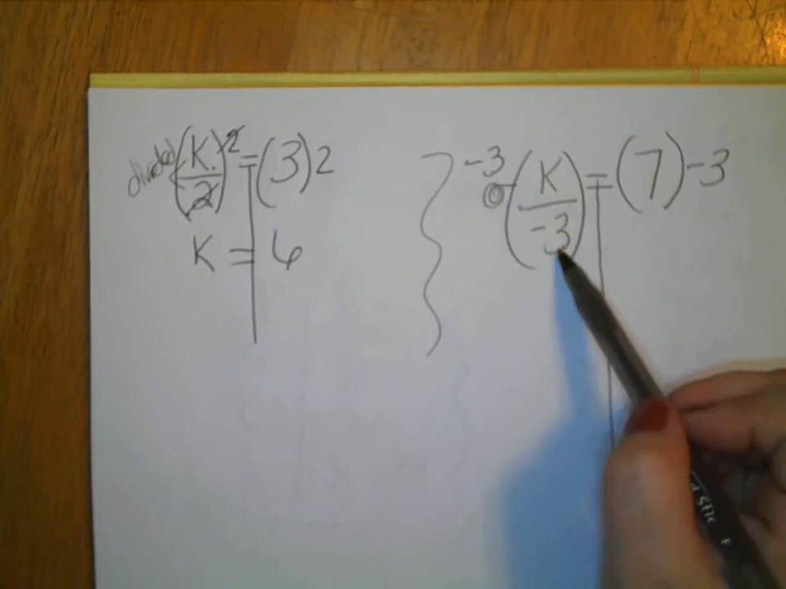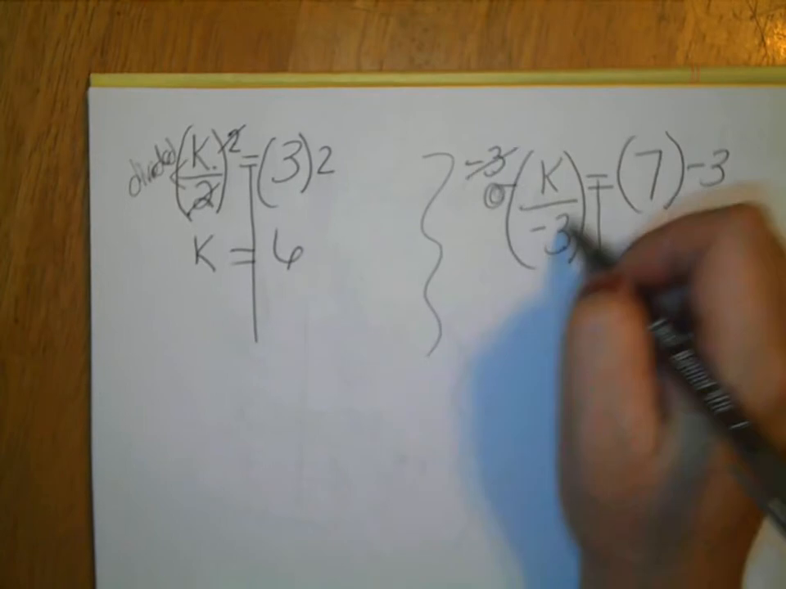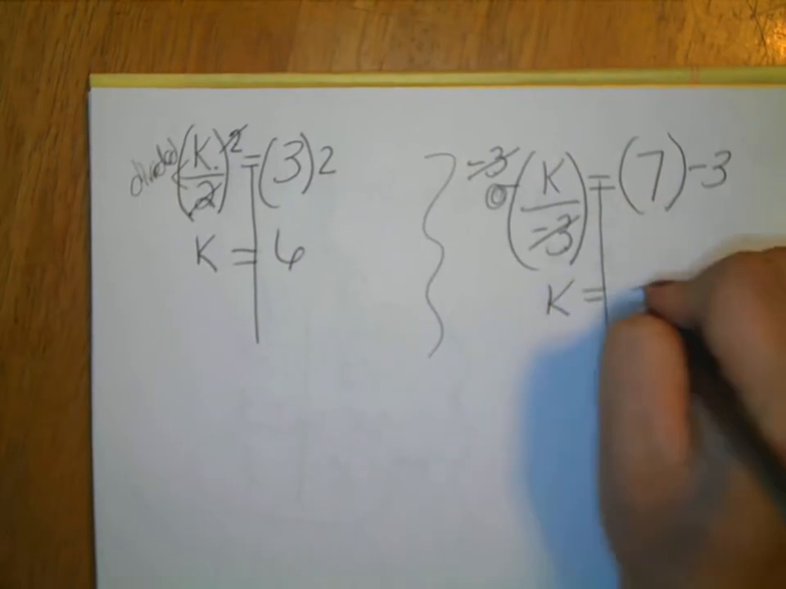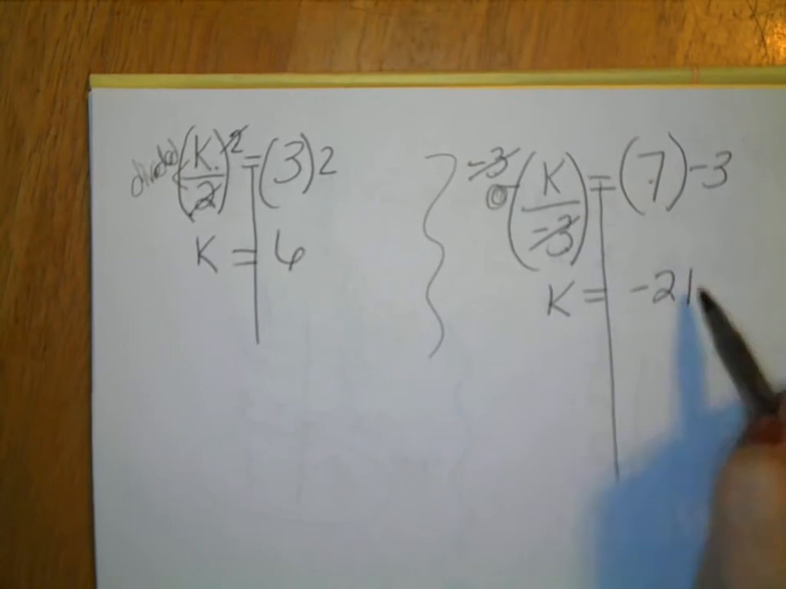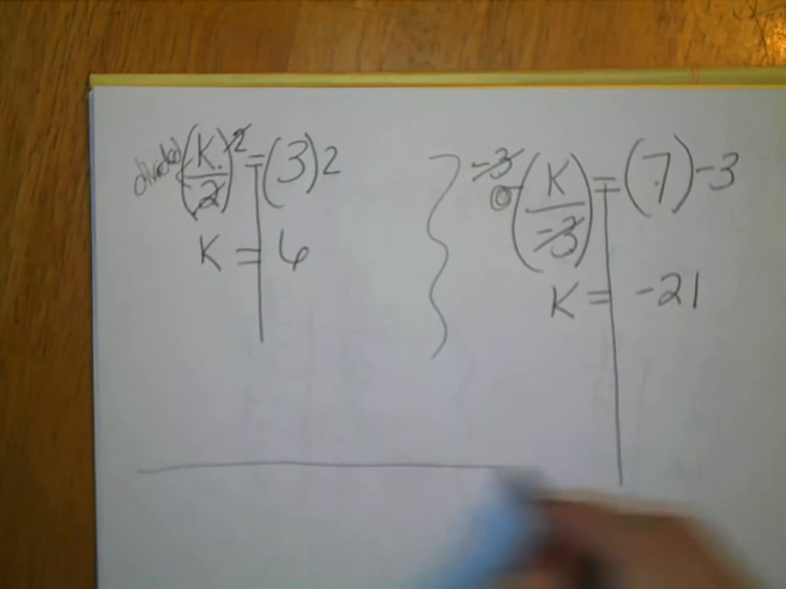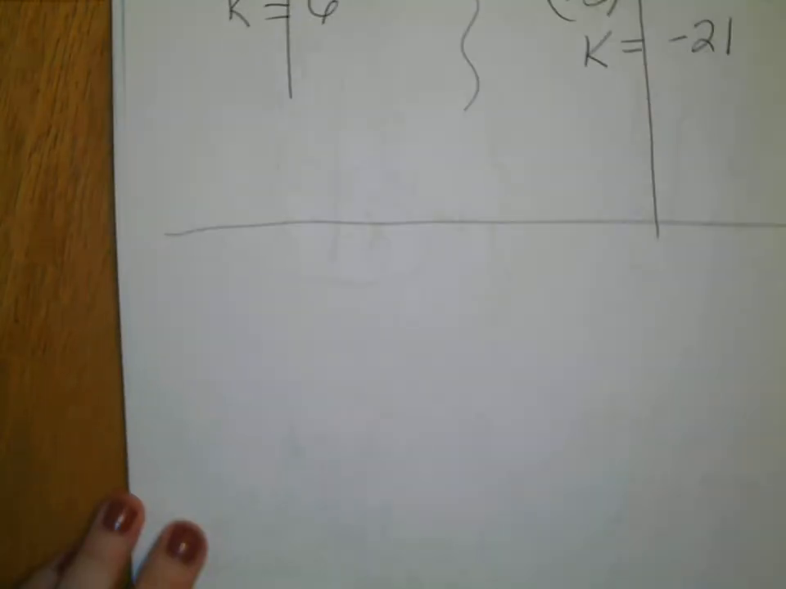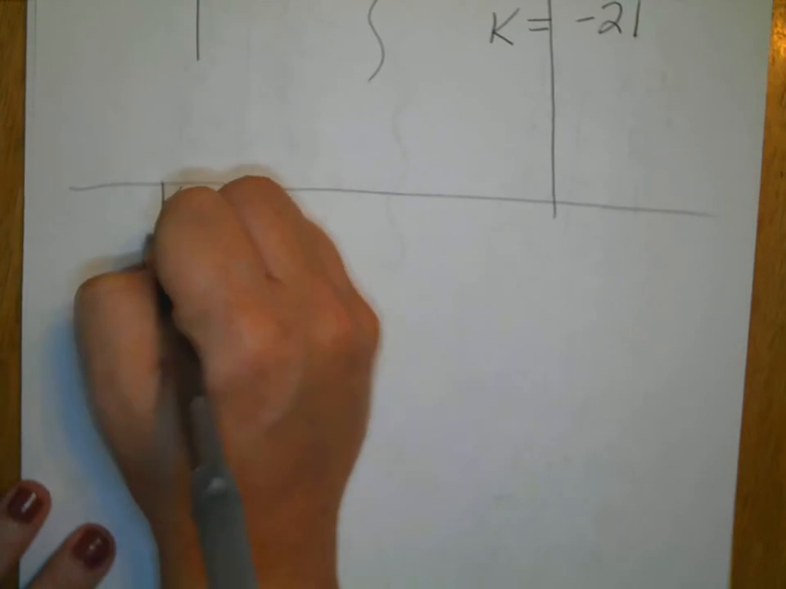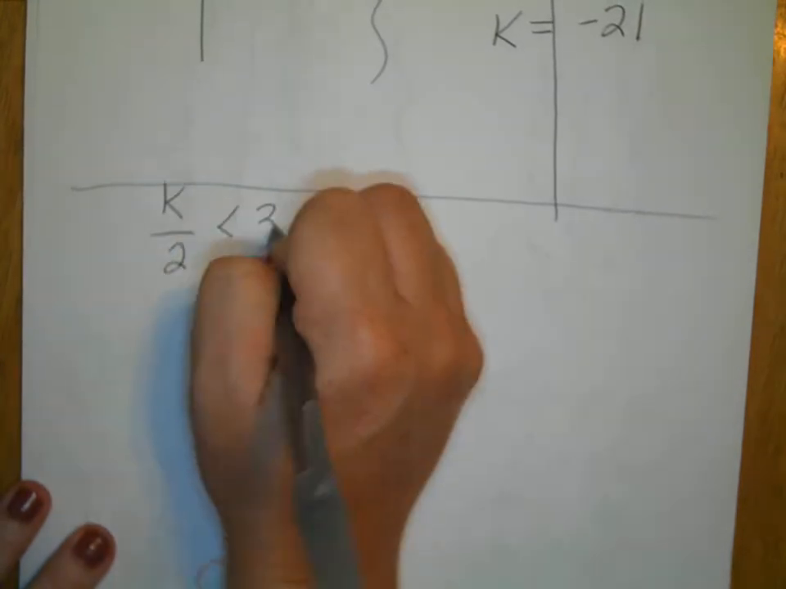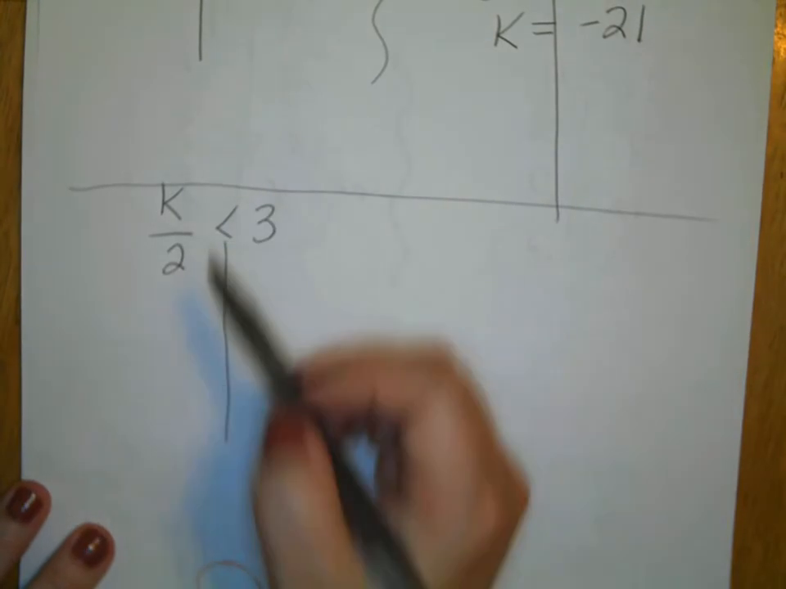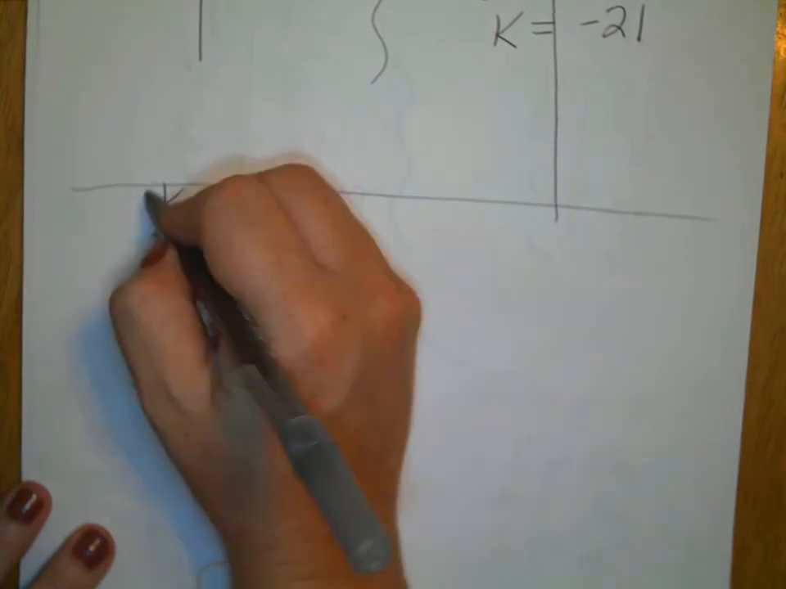I can do the same thing with inequalities. I can have K over 2 is less than 3. I draw my line down through my equal sign. These are being divided. What's the opposite? Multiplication. One's on top, one's on bottom. They cancel. I did not multiply by a negative, so my inequality stayed the same.